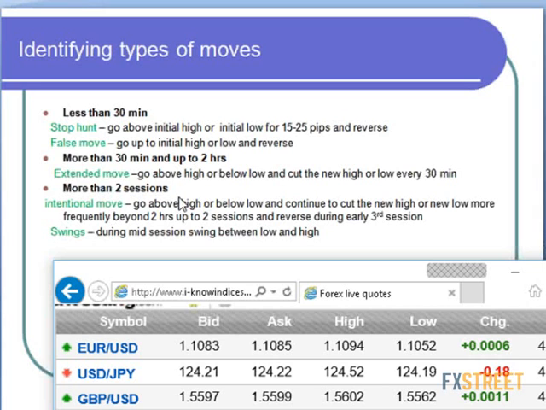Then you come across another type of move, namely the intentional move. This happens for more than 2 hours, up to 2 sessions and the start of the 3rd session. And that is a slow move. Every 30 minutes they will breach the new low and come down. Or if it is an upward move, every 30 minutes they will breach the high and go above. So that is how they make the move during the intentional move. So the intentional move will always be a slow move.